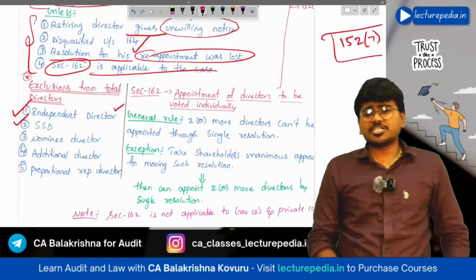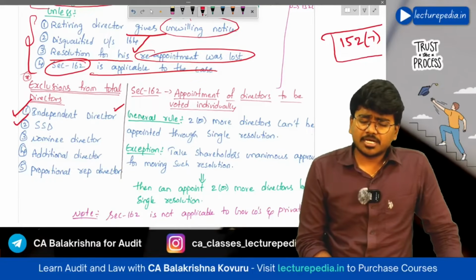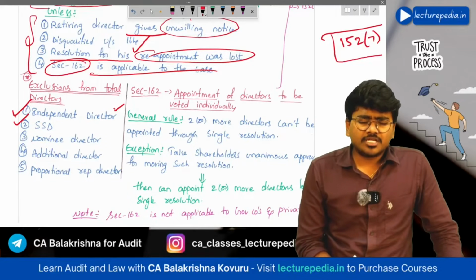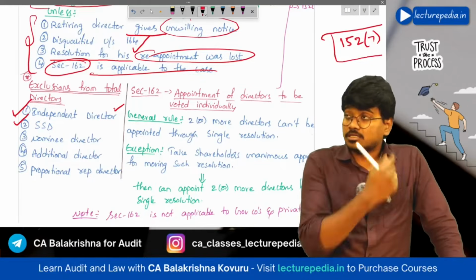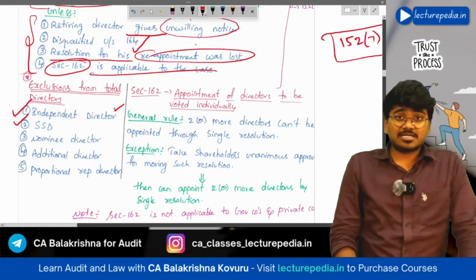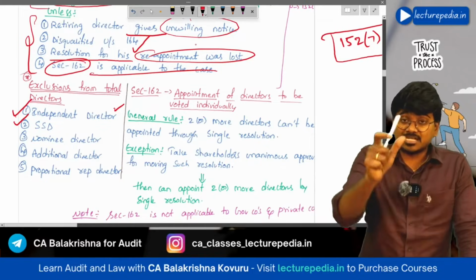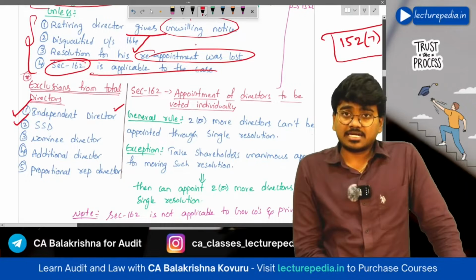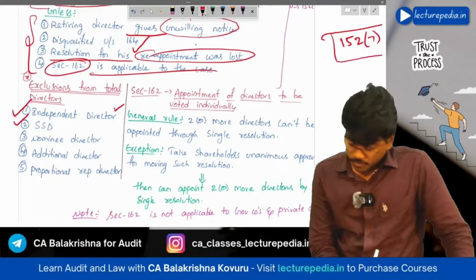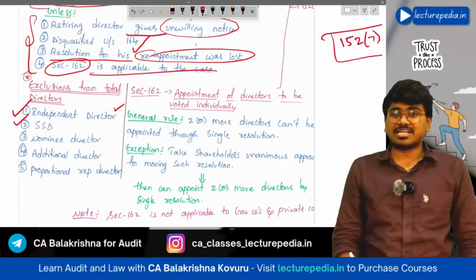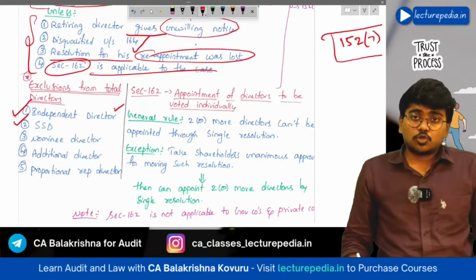Next, small shareholder director, section number 151. As per section 151, the tenure of a small shareholder director is 3 years. Since there is a fixed tenure for a small shareholder director, even the office of small shareholder director will not be determined by the concept of rotation. So you have to exclude him while calculating the 2/3.